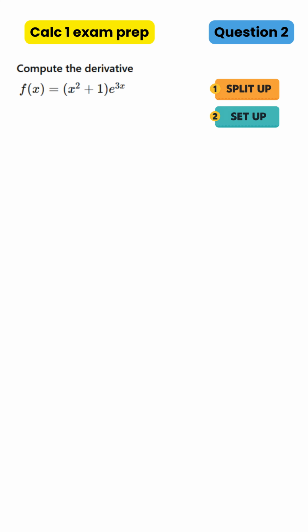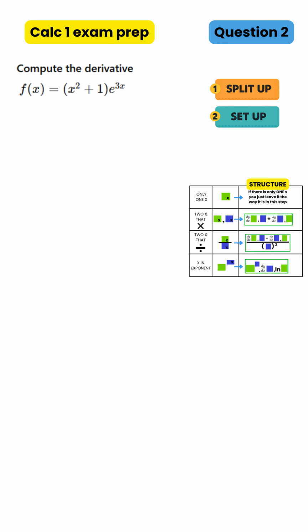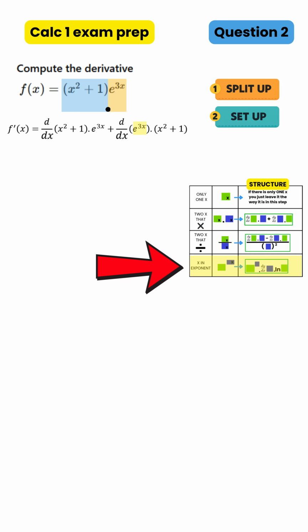Step 2, set up. Here we build the structure for differentiating. Important, we're not differentiating yet. We're just building the structure, using the table from top to bottom. We can see we have two parts, each with an x, so we use this structure. Then we see we also have an x in the exponent, so we use this structure.